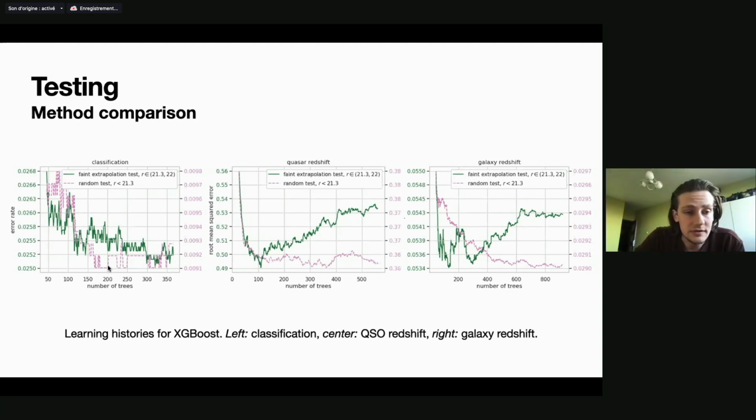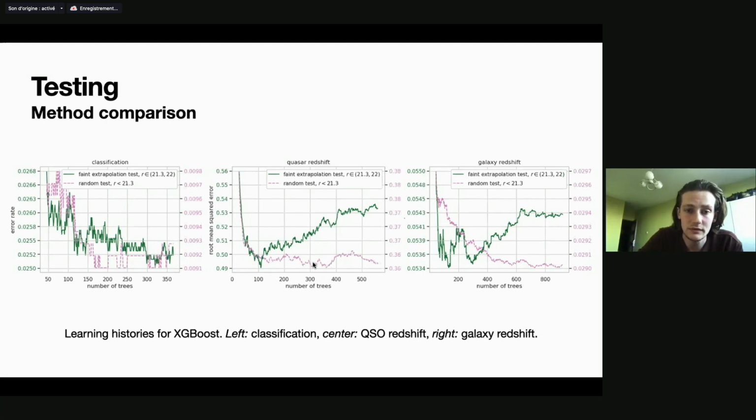So what we can see for classification is that the randomized test gives us very good results much quicker, and then oscillates within those good results, whereas the faint extrapolation test shows us a harder problem to solve and a longer training history. And then the case is reversed for the redshifts of quasars and galaxies, because the redshifts are much harder to solve in the feature space that we have with bound magnitudes. So here we can see that the training on the random validation set progresses longer, while the one on the faint extrapolation overfits quicker.